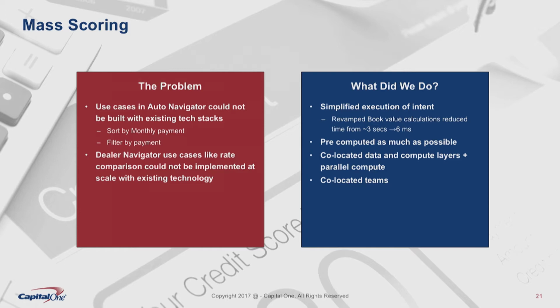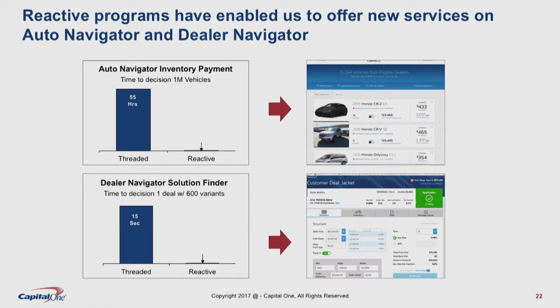We did a big data project to basically, we're computing book values on cars. We worked with KBB and NADA to improve their algorithms on how they do book values. And we co-located the compute layers with the data. And we co-located our teams. So we're all in Plano, Texas, and we all got in one space, and we hashed this thing out. So we brought all the experts together.